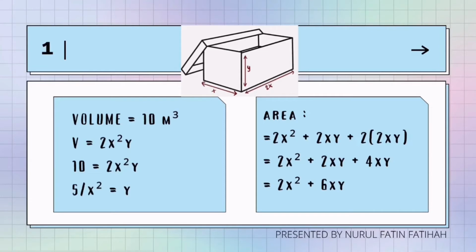Okay, the first one, 2x squared is equal to the base, where 2x times x. Plus 2 bracket xy is equal to the left and right sides, which are 2 sides here, and we need to multiply by xy. Plus 2 times 2xy, this is for the front and back sides, alright? Then we need to solve this equation and we get 2x squared plus 6xy.